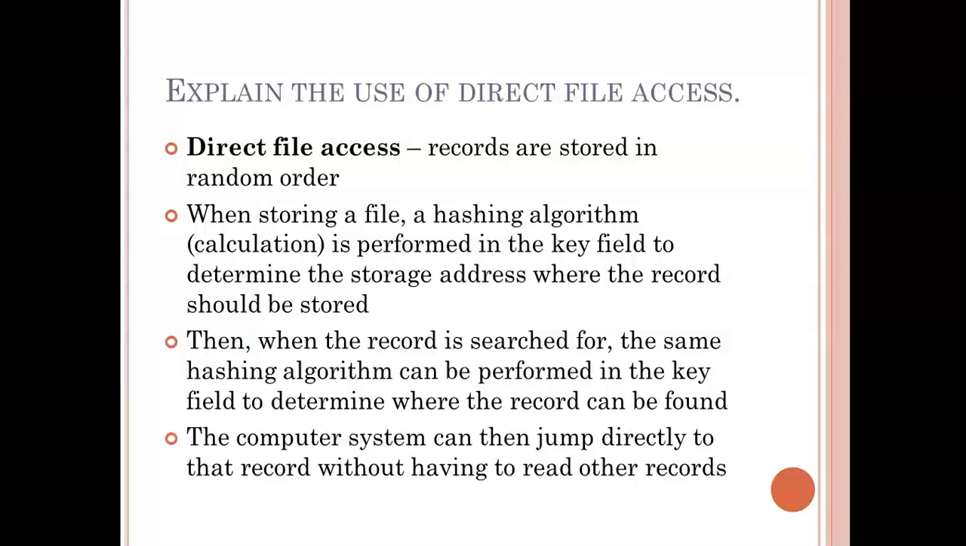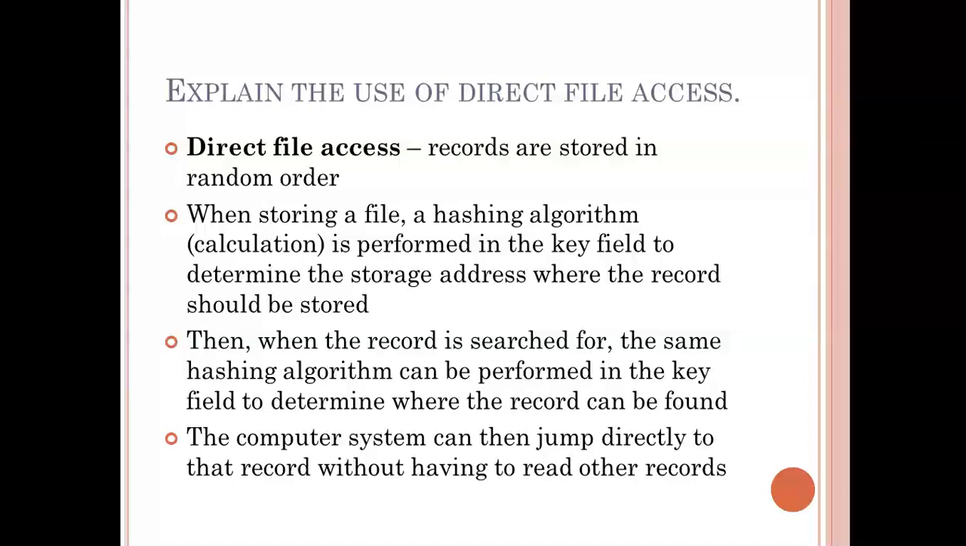Then every time you want to access the record for that person, the hashing algorithm will be performed on the key field, and the result of that calculation will be the storage address where that information is kept. Then the computer can jump to that location.